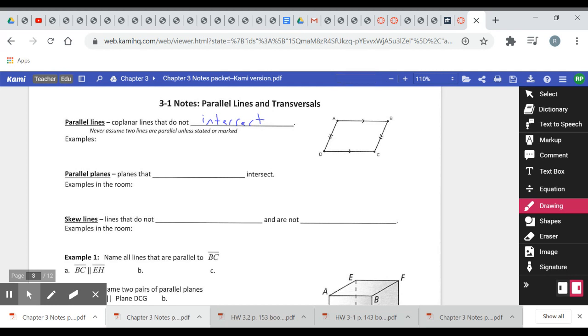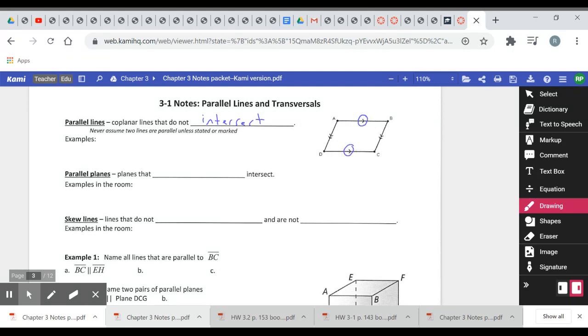Again, a plane is like a sheet of paper or a saw blade that could go through both of those lines at the same time. It shows right underneath that: never assume two lines are parallel unless stated or marked. And you can see this picture off to the right here. Those little arrows on the lines actually mean parallel.